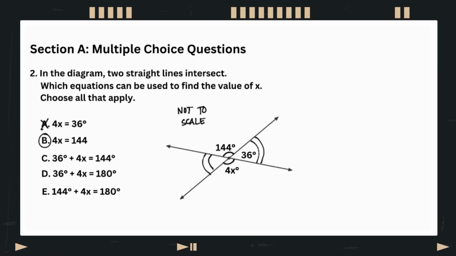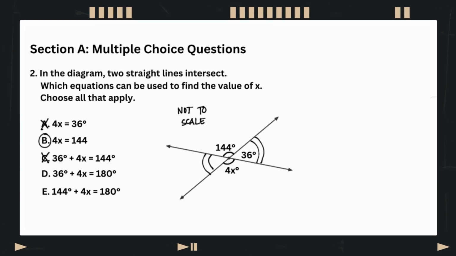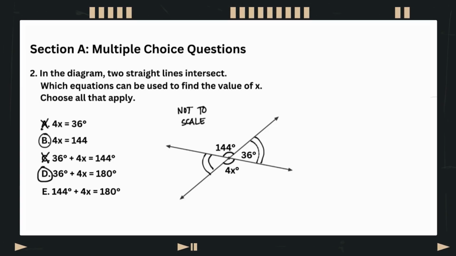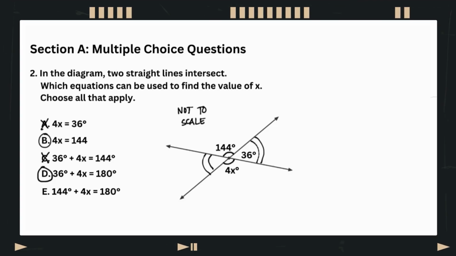Now for letter C, 36 degrees plus 4x is equal to 144. 36 degrees plus 4x is not equal to 144. As I have mentioned, it should be equal to 180 degrees. Therefore, C is not an answer, but it should be D. Why is it 180? Again, this is an angle on a straight line. Alright? Letter E, 144 plus 4x is equal to 180. 144 plus 4x is not equal to 180. They are actually equal to each other. Hence, this is not a possible answer.